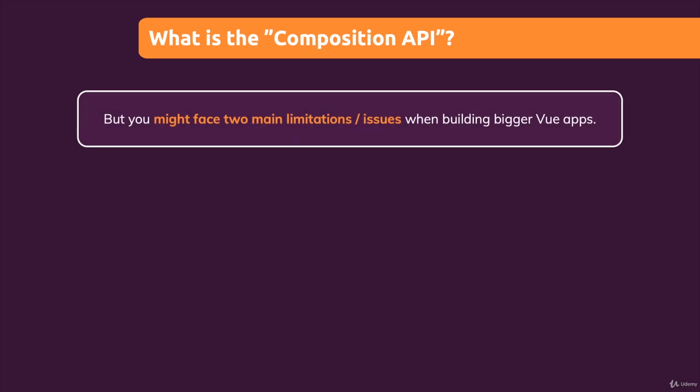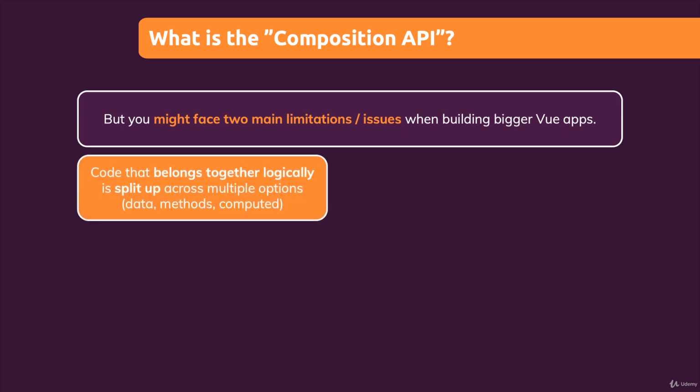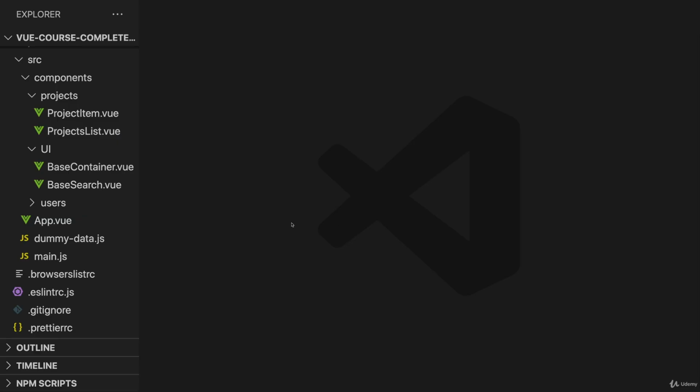Because you might face two main limitations or issues when building bigger Vue apps with the Options API. For one, code that belongs together logically might be split up across multiple different options, across data, methods, and computed. I actually got an example here, which is not the example we'll dive into in this video. This is taken from my Vue course, where I completely updated it to Vue 3.